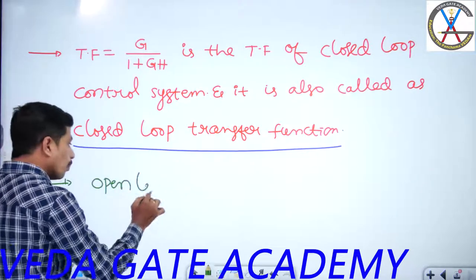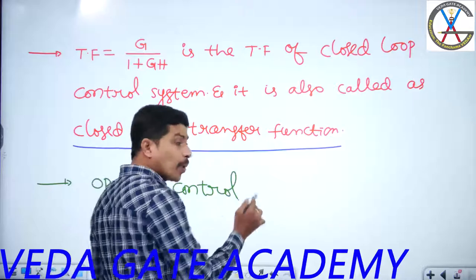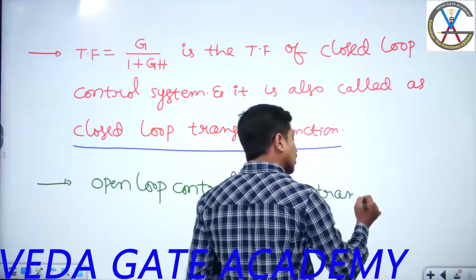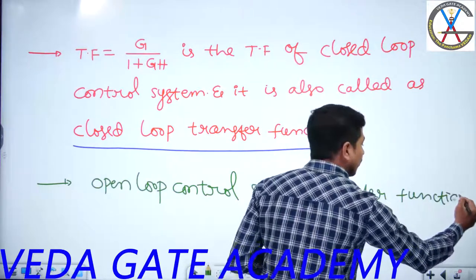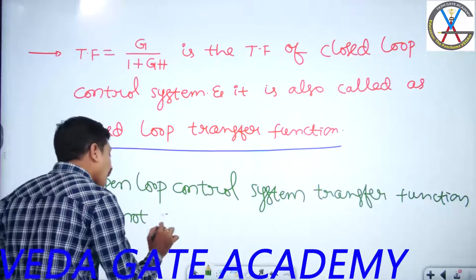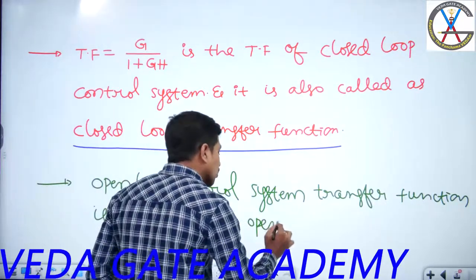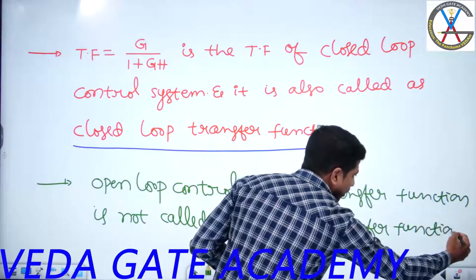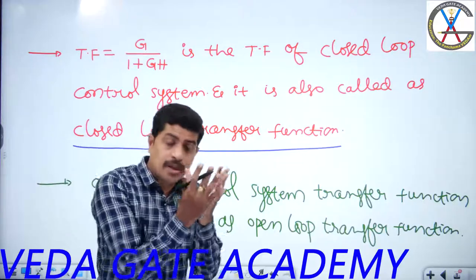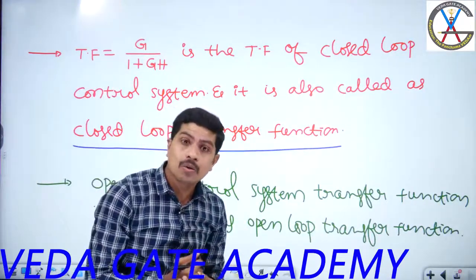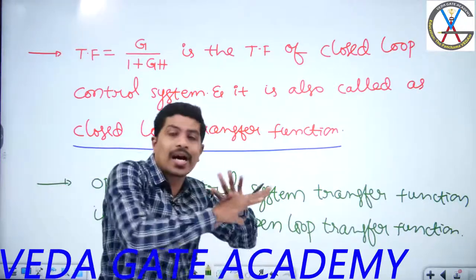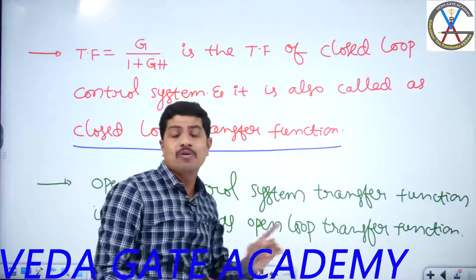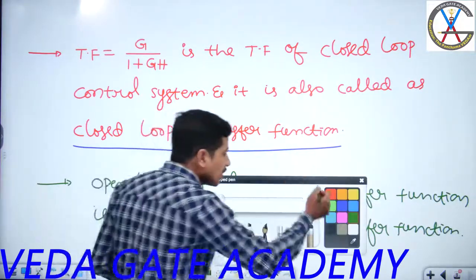Open loop control system. In the starting we took an open loop control system without any feedback. The open loop control system transfer function is not called the open loop transfer function. Very clear point here. We took a closed loop control system, its overall transfer function is called the closed loop transfer function or transfer function of a closed loop system. Both are the same, but the transfer function of an open loop control system is not called the open loop transfer function. The open loop transfer function definition is somewhat different.